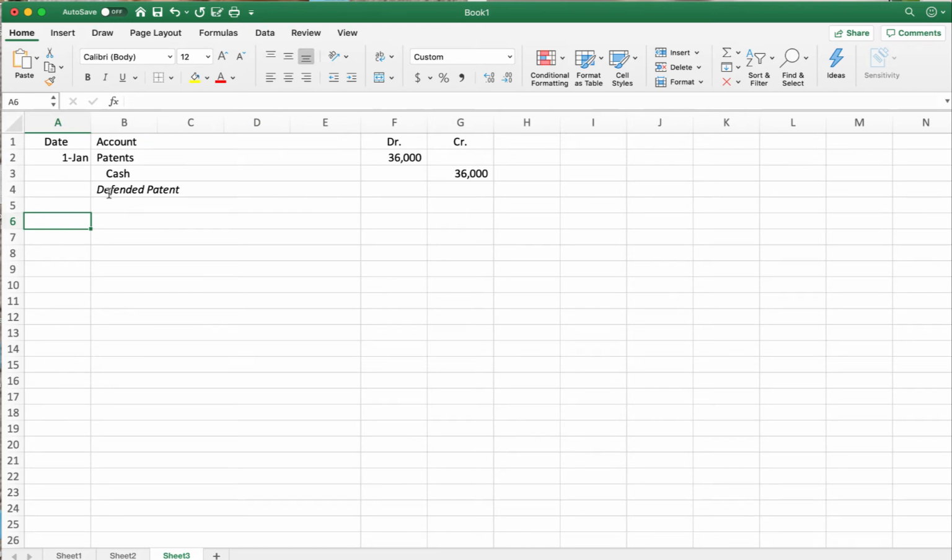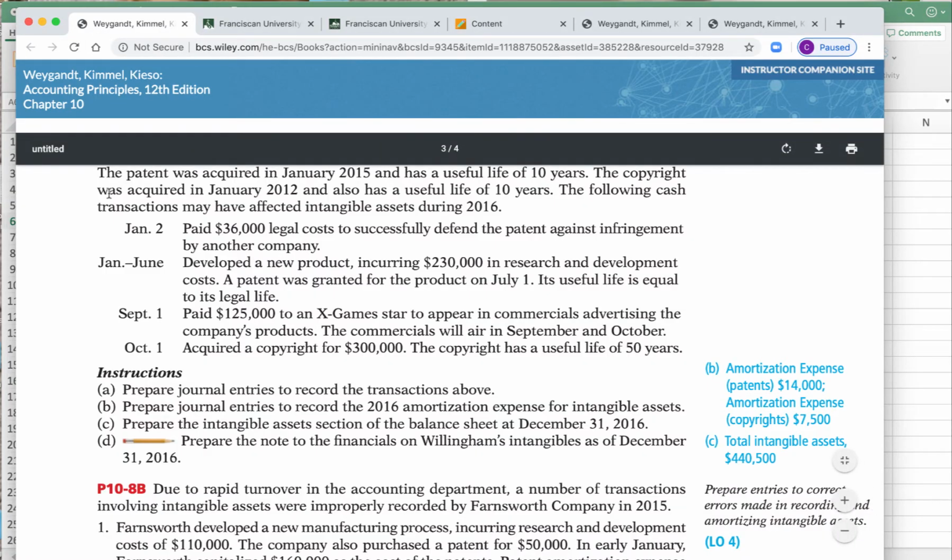Okay? From January through June, we developed a new product. We incurred $230,000 in research and development costs. They tell us that in July, we received the patent, right? Its useful life is equal to its legal life, which is 10 years. So we just have R&D. R&D, or research and development costs, always get expensed, okay? We don't capitalize them. We don't make them part of the patent cost or whatever.